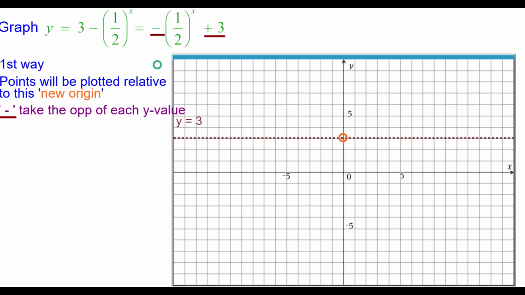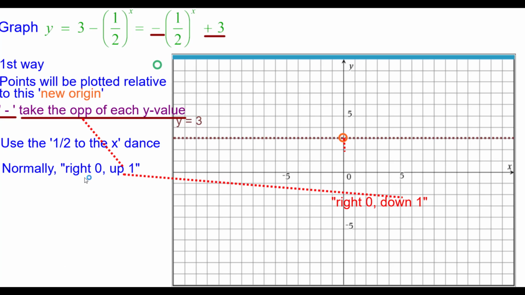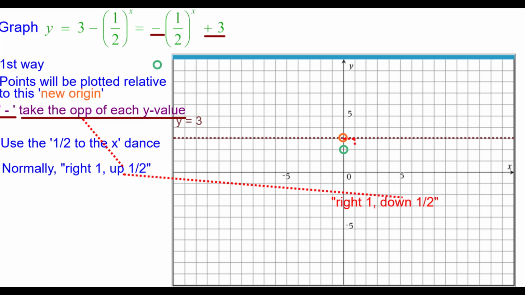The opposite sign takes the opposite of each of the y values, and so we're going to use the 1/2 to the x dance, which starts off right 0, up 1. But in this case, it's going to be right 0, down 1, because we take the opposite of each y value. And recall that 1/2 raised to the 0 is 1. Normally we go right 1 up 1/2, but here we're going to go right 1 down 1/2. And recall that 1/2 raised to the first is 1/2.